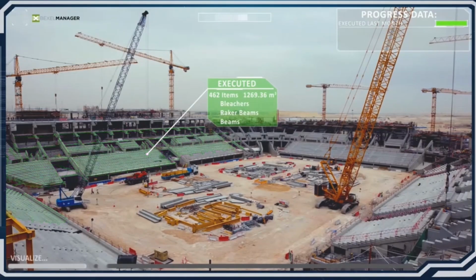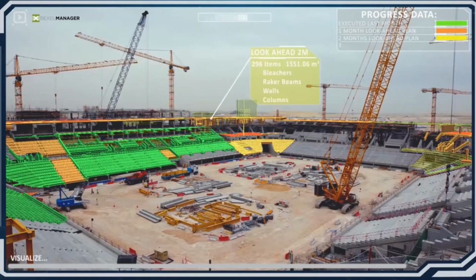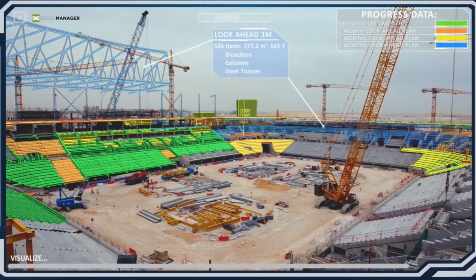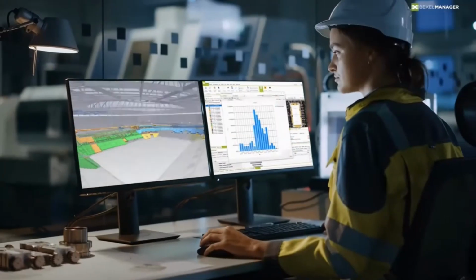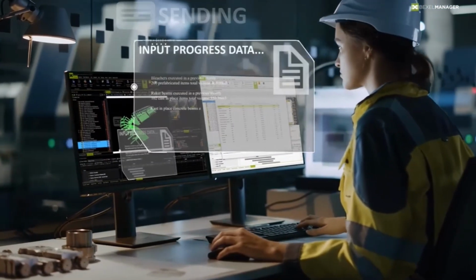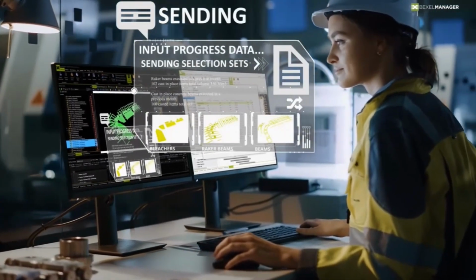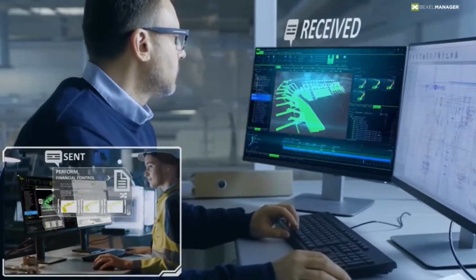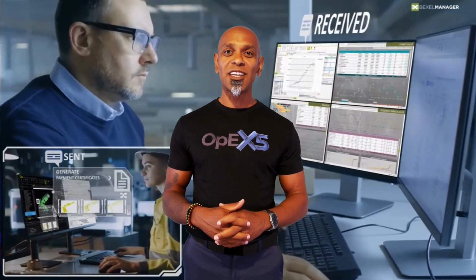You can literally watch your train of trades move through the virtual building. If a slower trade causes a bottleneck, it immediately stands out in the 4D visual simulation, allowing you to resequence or adjust crew sizes to maintain the pace. I've had the privilege of supporting superintendents on the largest sports stadiums in the country using this methodology. The results were consistent. Early finish that led to a 0 punch list on opening day.